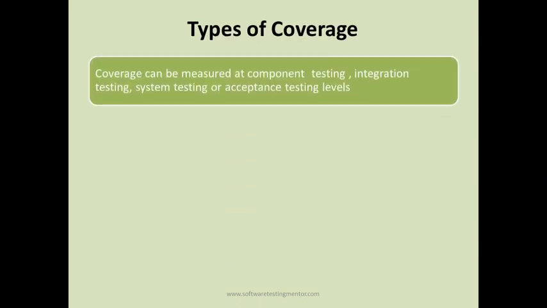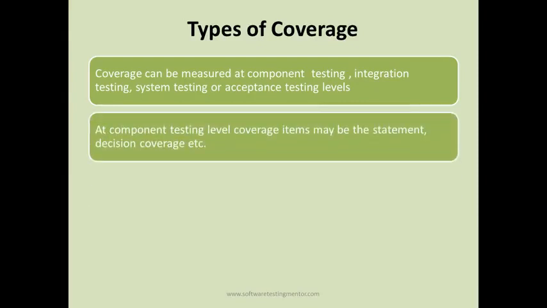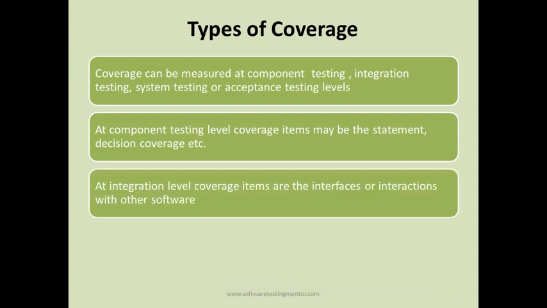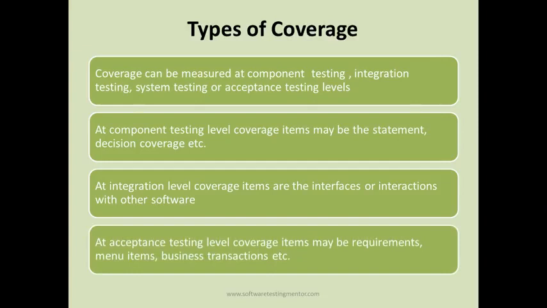So what are the types of coverage? Coverage can be measured at component testing, integration testing, system testing, or acceptance testing level. It can be measured at any test level. At component testing level, coverage items may be the statement or decision coverage. At integration level, the coverage items are the interfaces or interactions with other software or systems. And at acceptance testing level, coverage items may be requirements, menu items, business transactions, or end user scenarios.